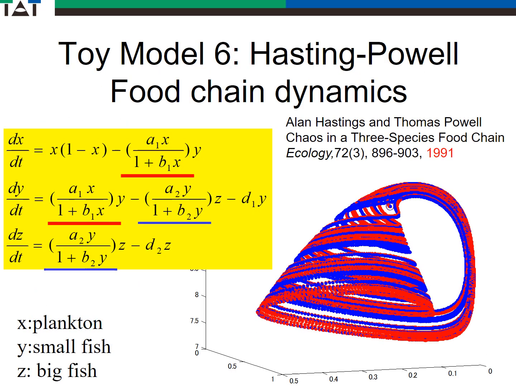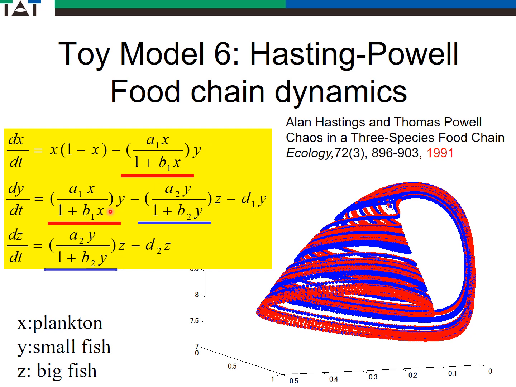That's the Hastings-Powell model. I showed this slide in the first lecture. Okay, you probably remember. This is a kind of logistic term. If x reaches 1, this term becomes 0. This is the plankton population increasing. X is plankton, Y is the small fish, Z is the big fish. Plankton is eaten by the small fish, this red term.